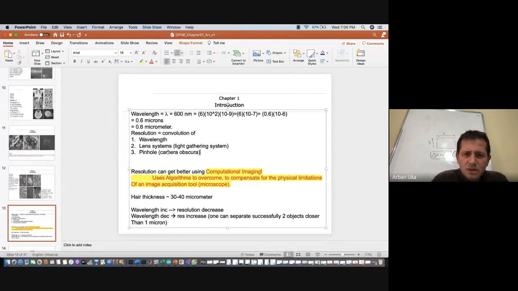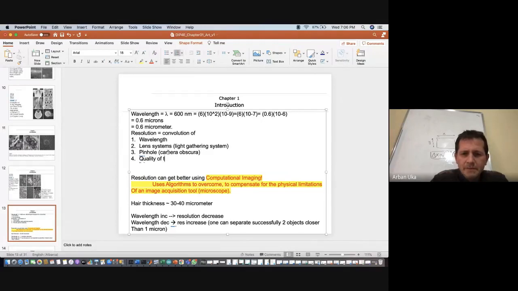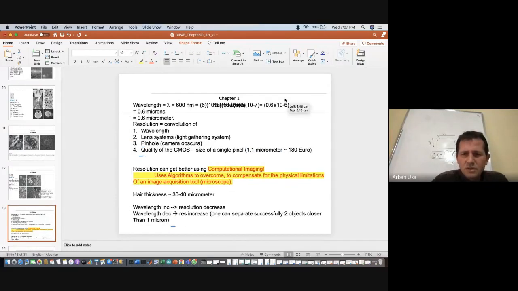Another important aspect regarding the resolution is the quality of the CMOS. CMOS is the physical component that carries the pixels, and this is related to the size of a single pixel. Nowadays, pixels in the order of 1.1 micrometer, you can buy for around 180 euro. So they are cheap. You can buy a small CMOS. This is something which increases the price of the component.